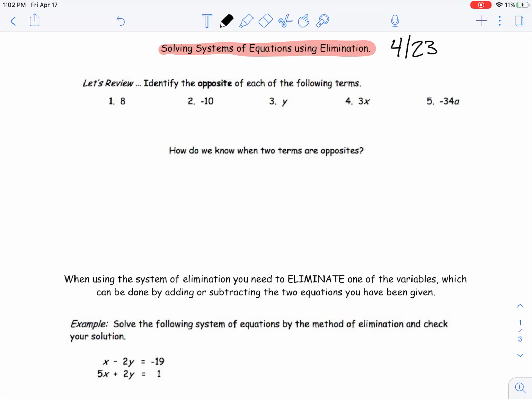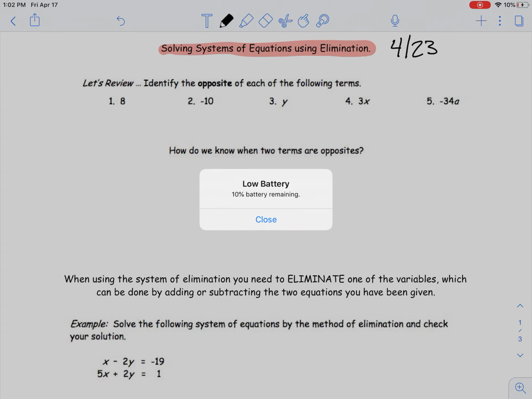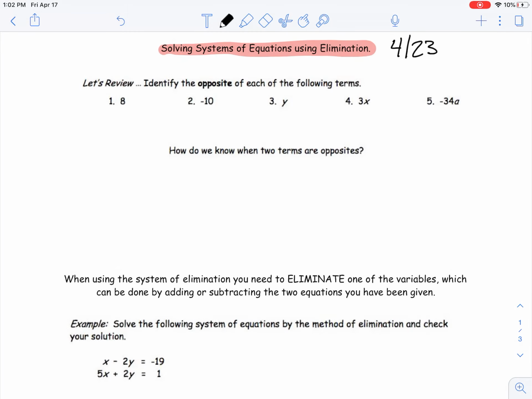Okay, so in your notebook, if you want to label it, solving systems of equations using elimination. And today we're going to talk about what elimination is. So we're going to start out by reviewing, and how we're going to do that is by identifying the opposite of each of the following terms.